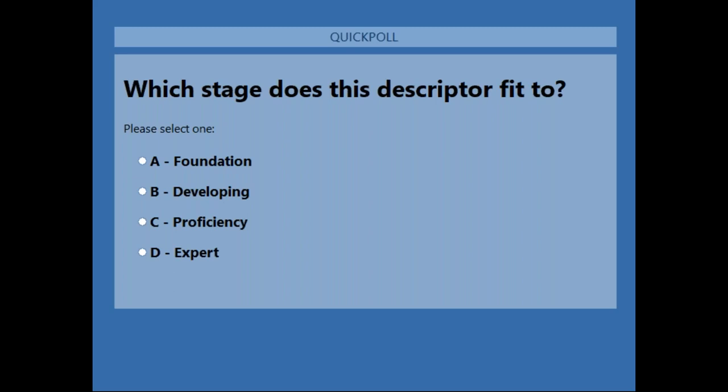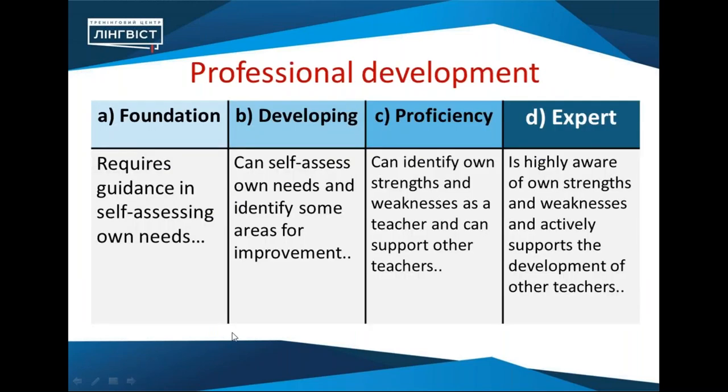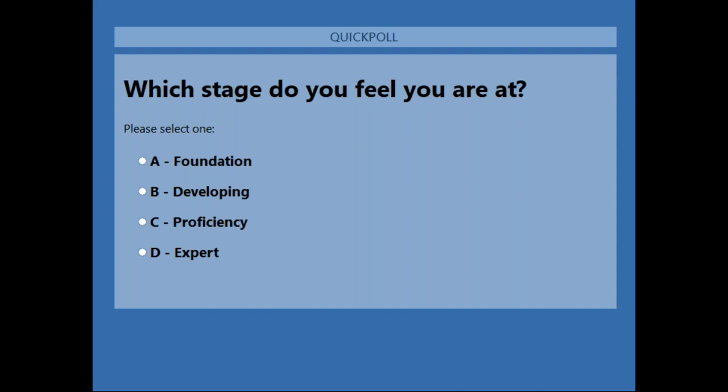Exactly. So that is about the stage of foundation. Let's have a look at the descriptors for the next three stages now. They show how competency grows. Which stage do you feel you are at? A, B, C, or D? Read the descriptors to this category, identify your stage, and let me know. Click A for foundation, B for developing, C for proficiency, or D for the expert.